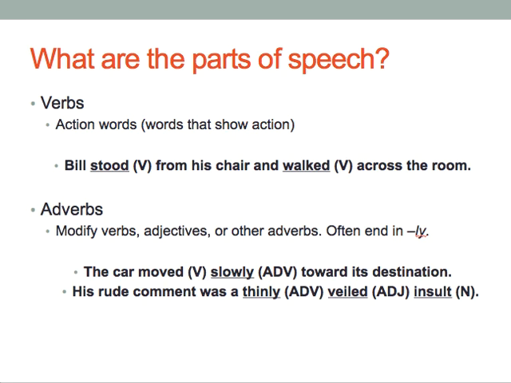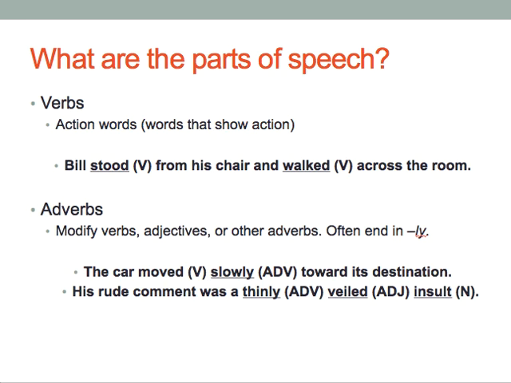Adverbs modify verbs, adjectives, or other adverbs. They often, but not always, end in ly. The car moved. How did it move? Slowly, adverb, toward its destination. Slowly modifying the verb moved, it says how the action was performed. It qualifies that action word, the verb.